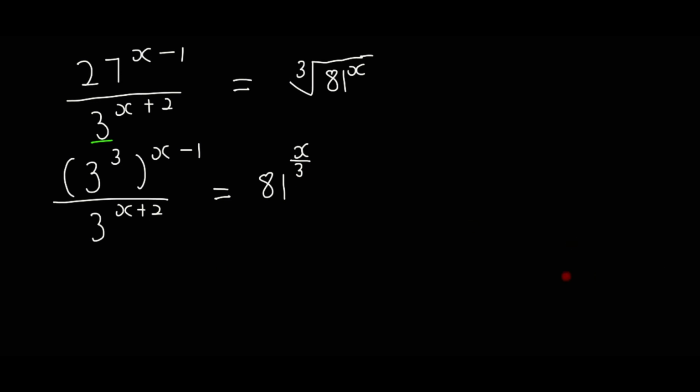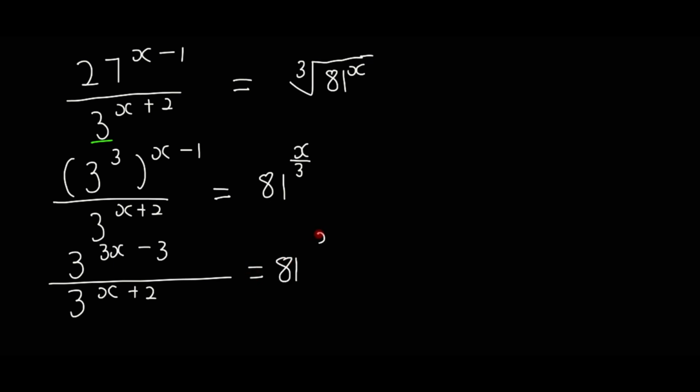And then from there, for this part we have 3 to the exponent 3x minus 3, because it's 3 times x and then 3 times minus 1. And then at the bottom still we have 3 to the exponent x plus 2, and then is equals to 81 to the exponent x over 3.